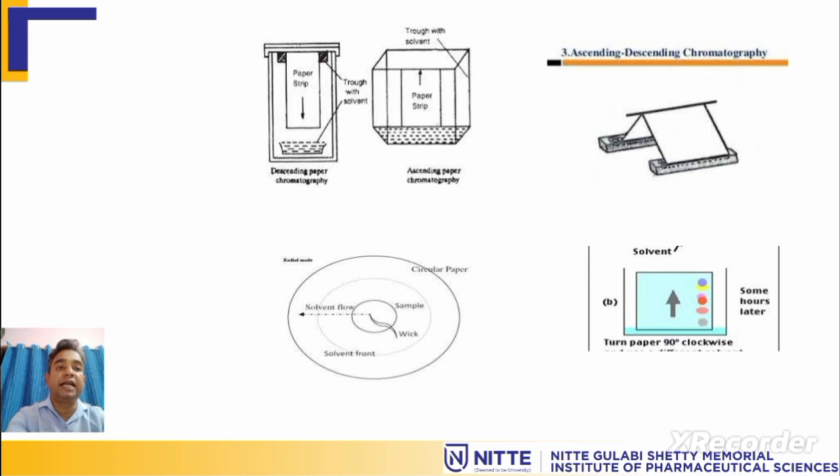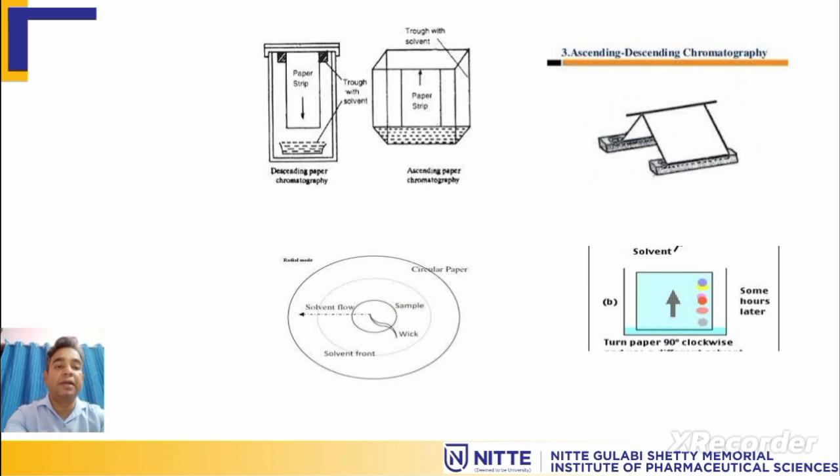The third, we can see ascending descending chromatography. In this we have two phases. In the first one, you can see that the solvent is at the bottom, and it moves till the top. Then the solvent is at the top, and it moves towards the gravity, and the sample is separated. So the sample here gets two runs.